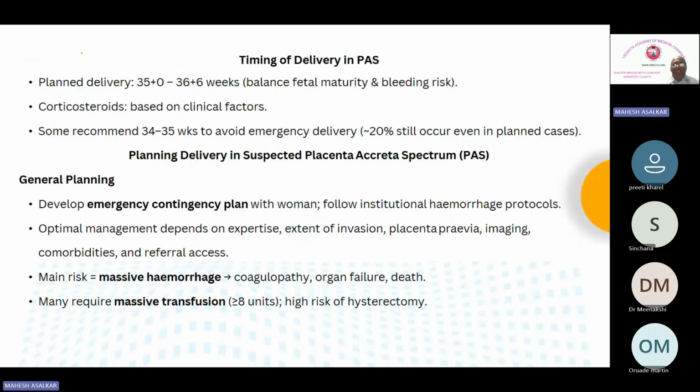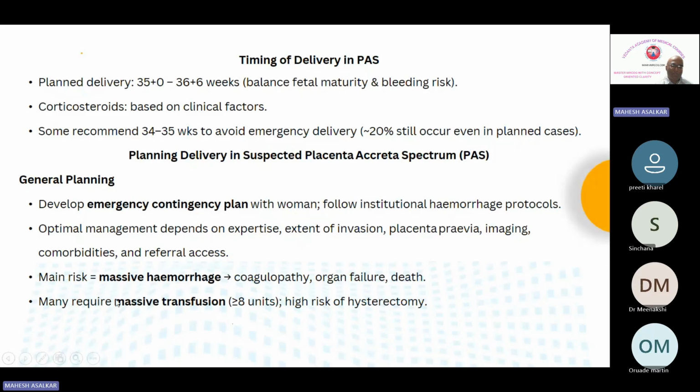Then timing of delivery in placenta accreta spectrum is between 35 to 36.6 weeks of gestation. Corticosteroids are indicated in these cases. For delivery planning in suspected placenta accreta spectrum, there has to be an emergency contingency plan. Optimal management depends on expertise, extent of invasion of the placenta previa, imaging, comorbidities, etc. Main risk is a massive hemorrhage, and it needs massive transfusion.